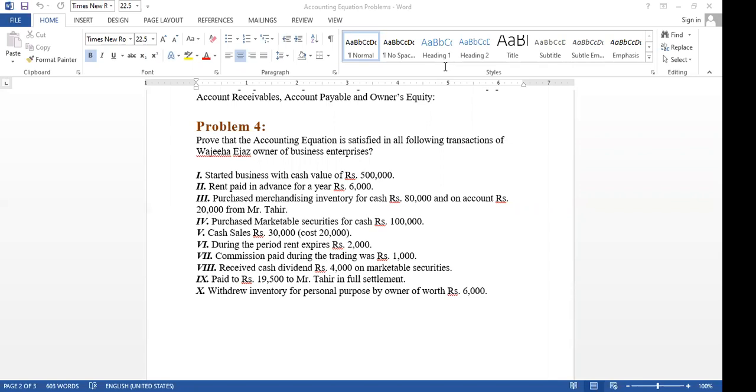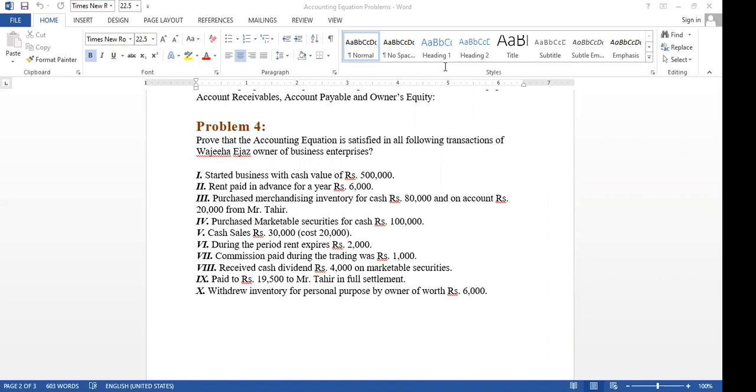Purchased merchandise inventory for cash, rupees 80,000, and on account rupees 20,000 from Ms. Tahir. Purchased marketable securities for cash, rupees 100,000. Cash sales, rupees 30,000. Cost is 20,000. Profit is 10,000. 6. During the period rent expires 2,000, in connection with number 2.